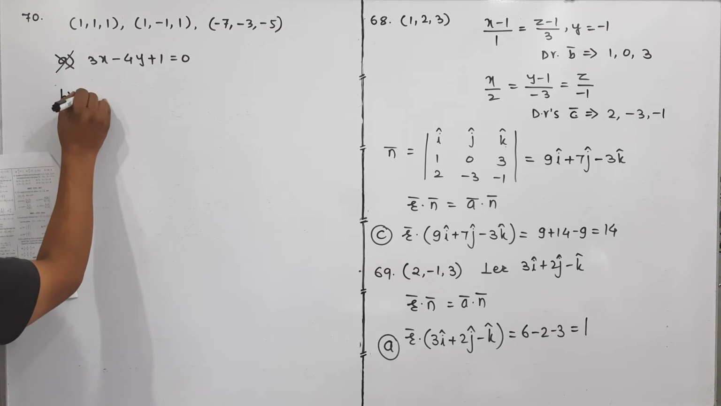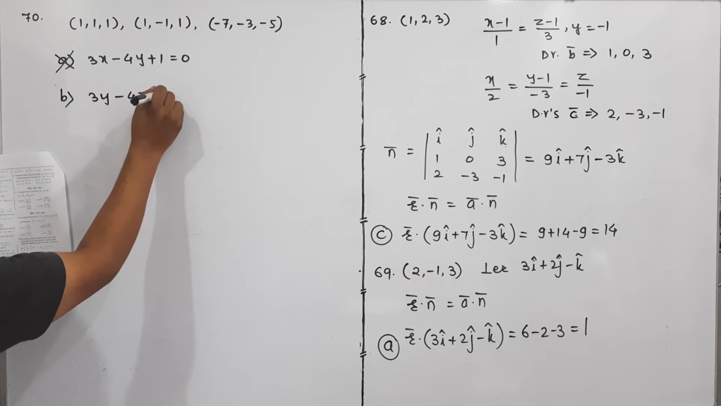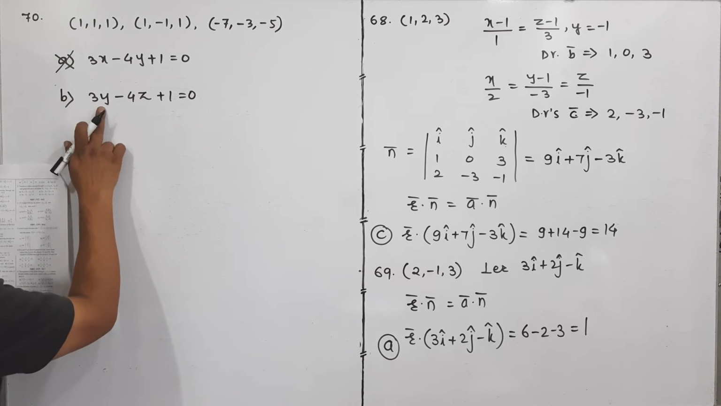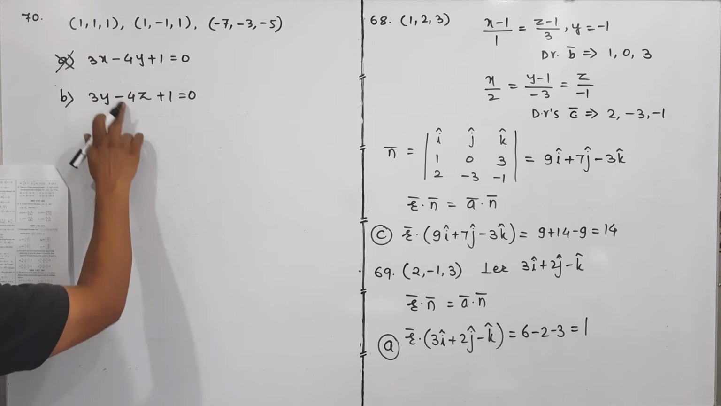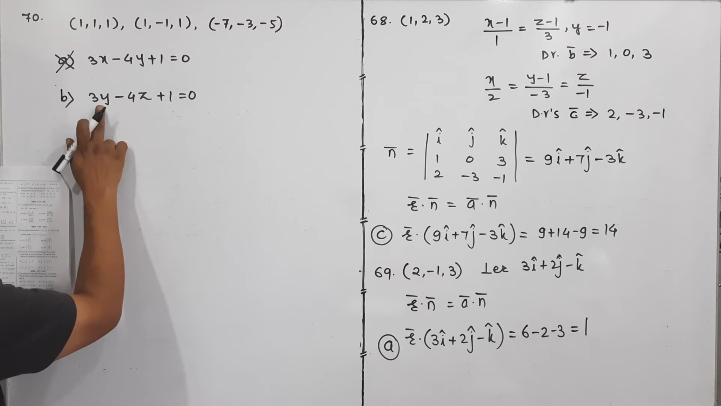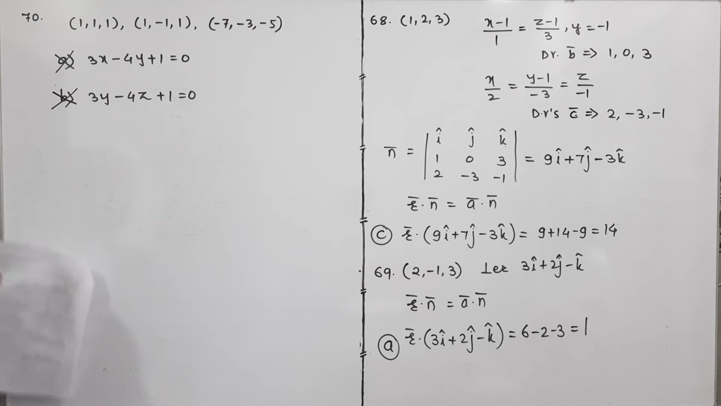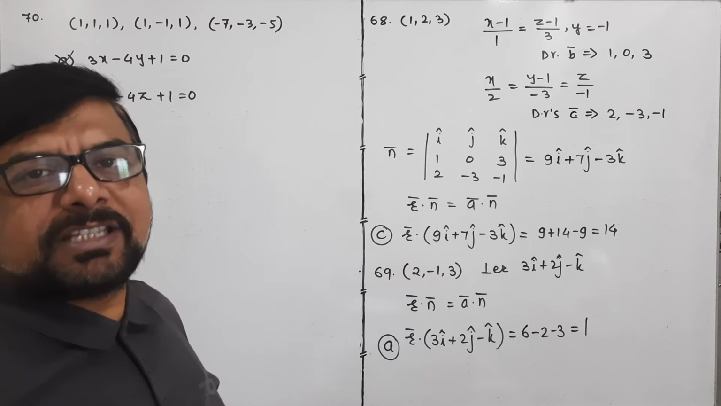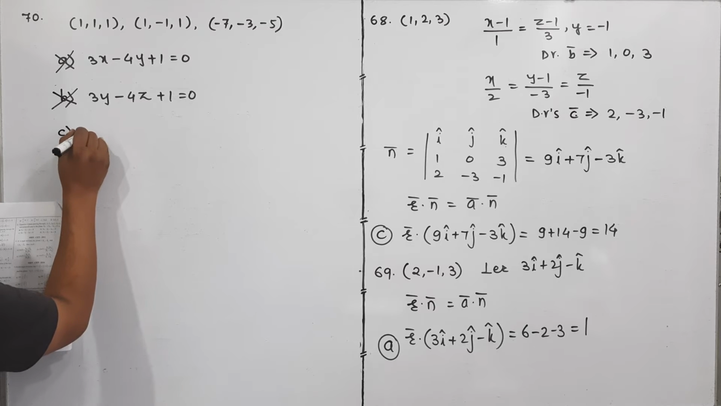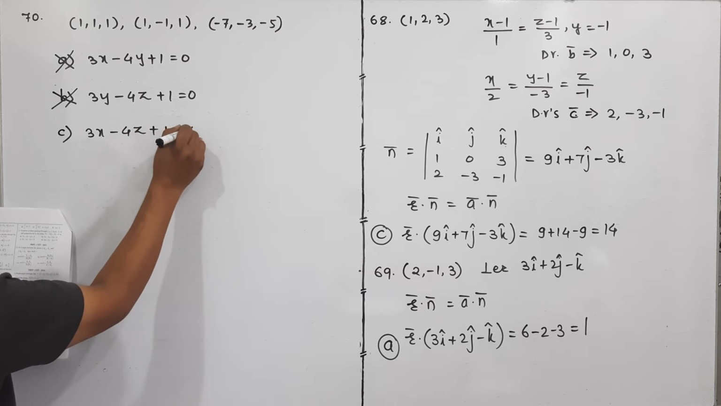Option B, 3x, 3y minus 4z plus 1 equals 0. Once again check it. 3 minus 4 plus 1, this equation is also satisfied by this point. For this point, now it is minus 1, so minus 3 minus 4 plus 1, it is not 0, which means option B is not satisfied by the second point. Now for C, it is 3x minus 4z plus 1 equals 0. Now check it.